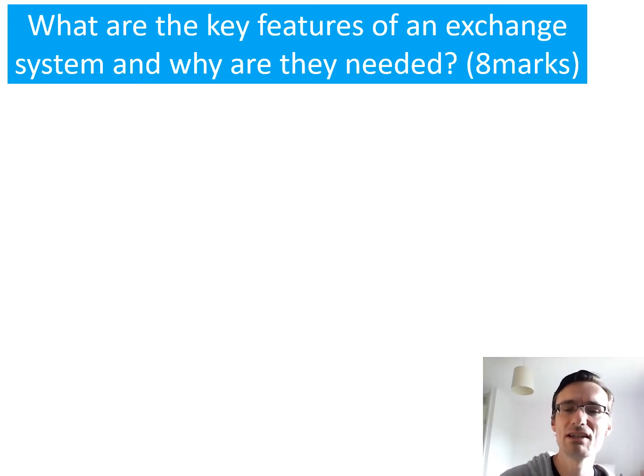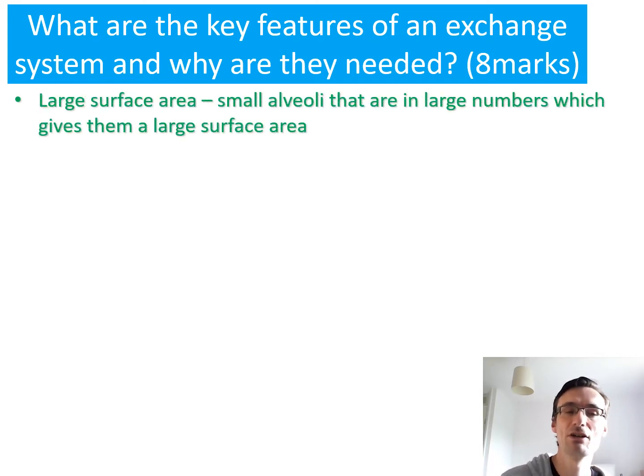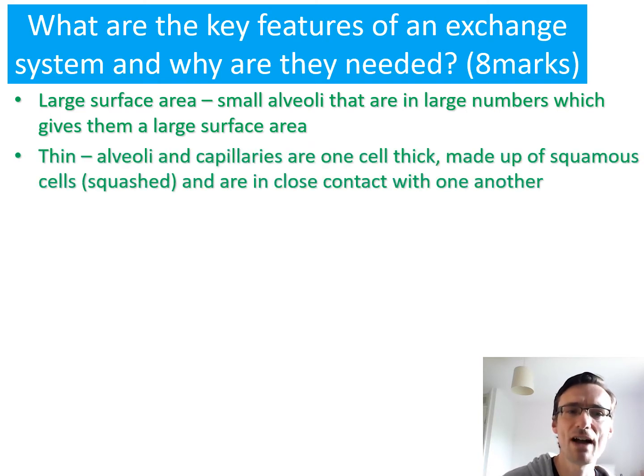So, what are the key features of a gas exchange system and why are they needed? This is the same sort of question as you might get on the gills of a fish, or external gills, or in something like axolotls. So obviously they've got a large surface area. The alveoli are small but in large numbers. That gives them a large surface area. What's the value of that? Well, that means that more molecules can diffuse at once, and therefore you have a higher rate of diffusion.